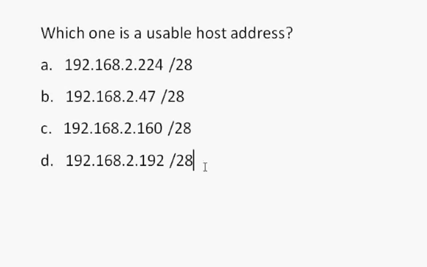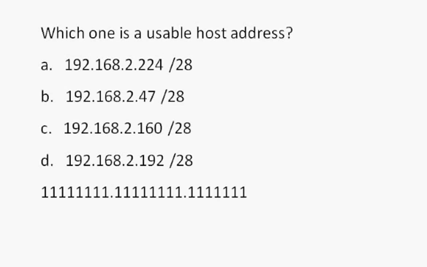Well, using our methodology that I told you about, all you have to do is figure out what the magic number is. /28 means 28 ones. So 1 through 8, dot, 1 through 8, dot, 1 through 8, dot, 1, 2, 3, 4. All right, that's 28 ones, and then 4 zeros.